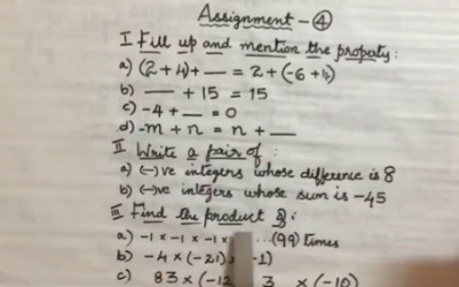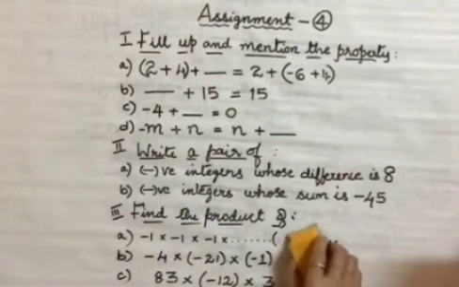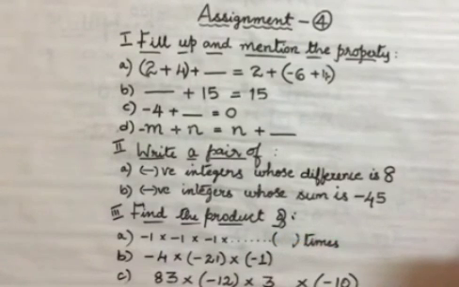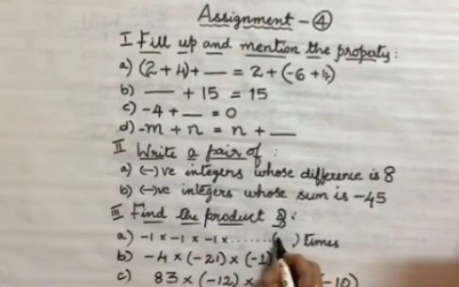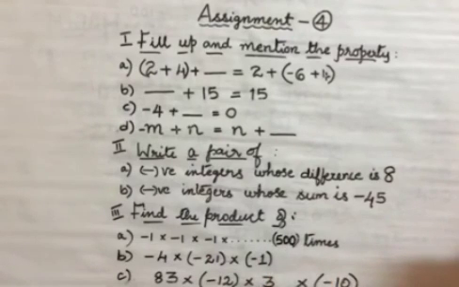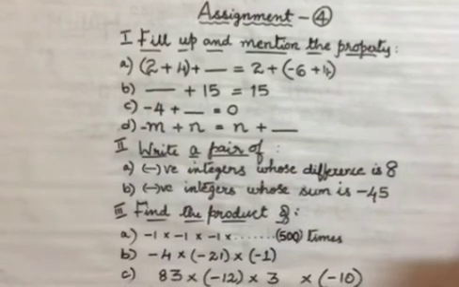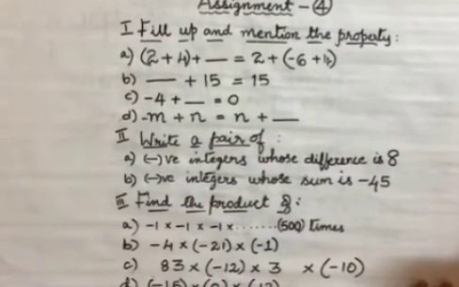Now here I've given find the product of, okay. So all these, try to find out. Now, in the example I've given 99 times. So I'll change this. Shall I make it 500 times? Okay. So think. Do the homework, children, and we'll meet in the next class.